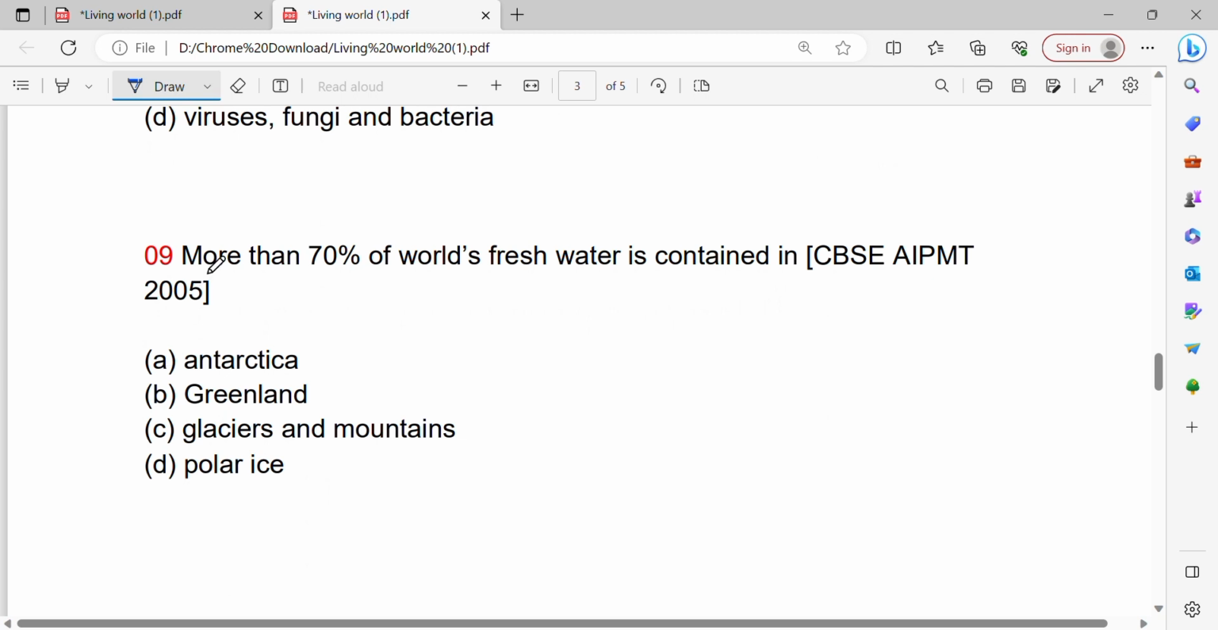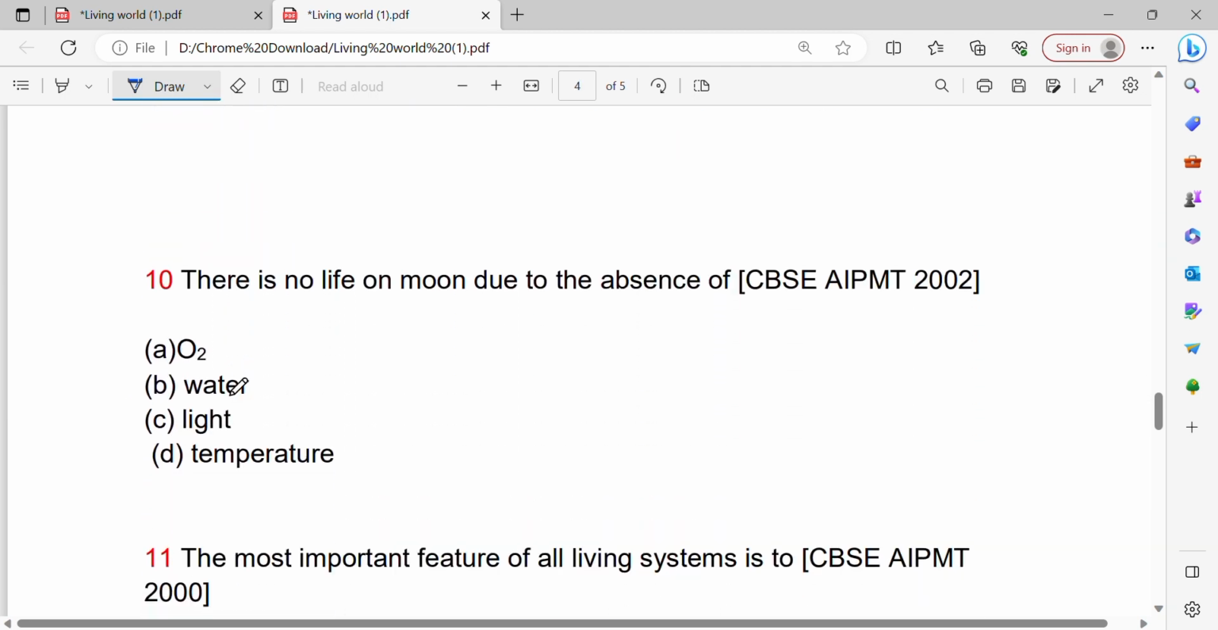Question number 9. More than 70% of the world's fresh water is contained in option A, Antarctica, option B, Greenland, option C, glacier and mountains, option D, polar ice. And the correct option is option D, polar ice. Question number 10. There is no life on the moon due to the absence of option A, oxygen, option B, water, option C, light, option D, temperature. And the correct option is option B, water.